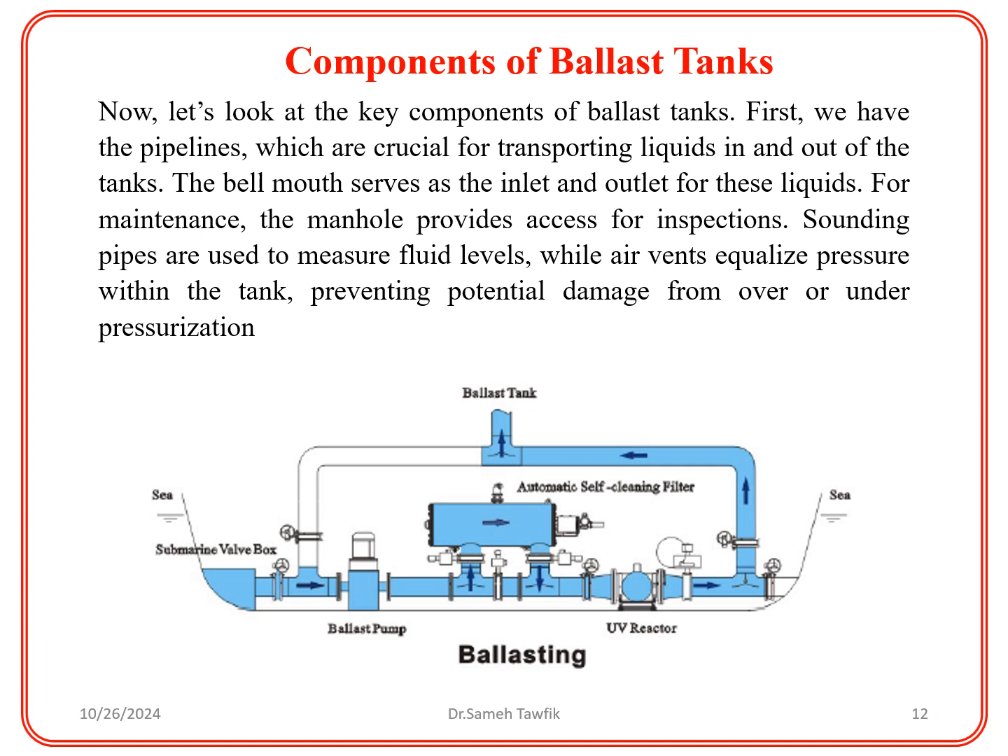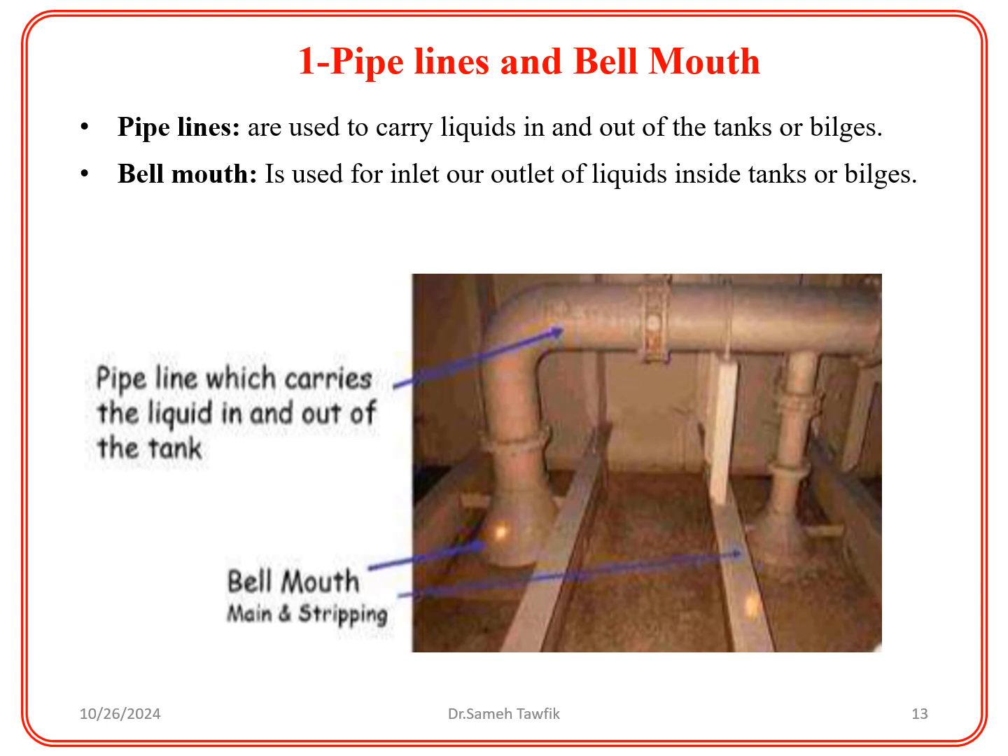Components of ballast tanks. Now, let's look at the key components of ballast tanks. First, we have the pipelines, which are crucial for transporting liquids in and out of the tanks. The bell mouth serves as the inlet and outlet for these liquids. For maintenance, the manhole provides access for inspections. Sounding pipes are used to measure fluid levels, while the air vent equalizes pressure within the tank, preventing potential damage from over or under pressurization.